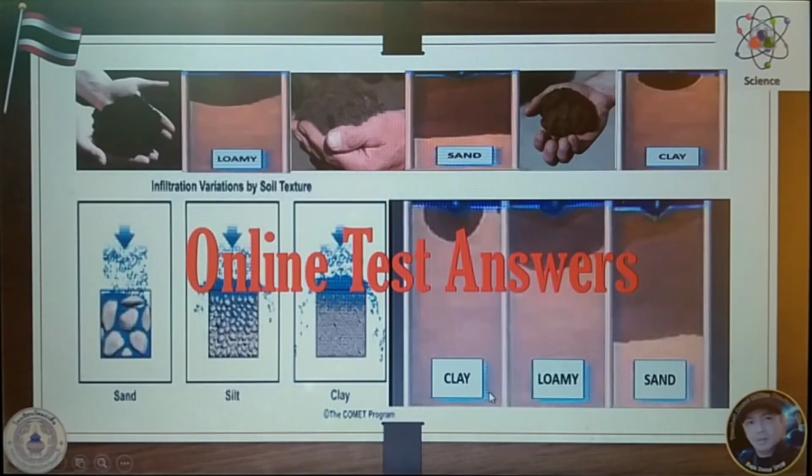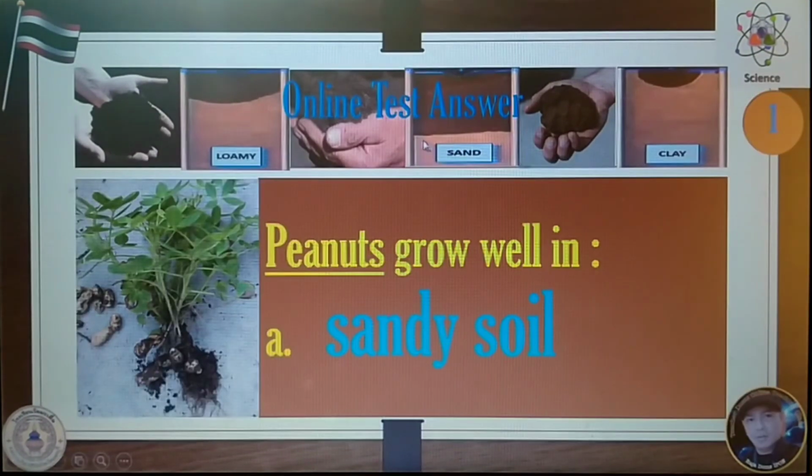Now let's reveal the online test answers. Online test answer number 1. Peanuts grow well in A. Sandy soil.